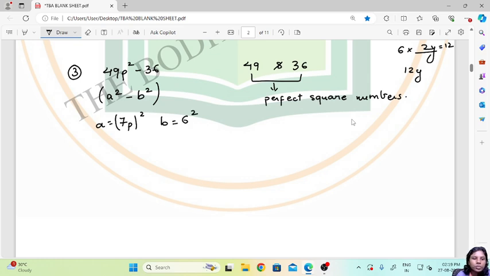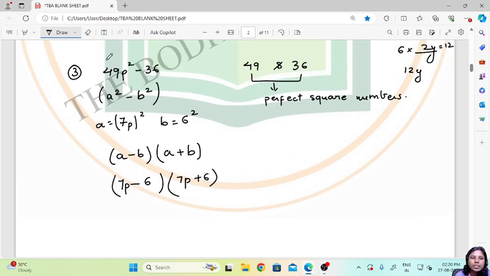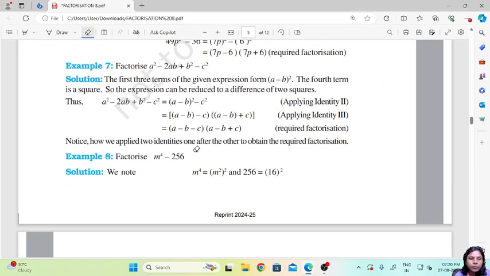Now our last formula is what? (a minus b) into (a plus b), correct? So now this can be written as a is what? 7p minus, b is what? 6, and then 7p plus 6. If you open up the bracket, we will finally get this answer as 49p square minus 36. Okay, now let's look at the next example.